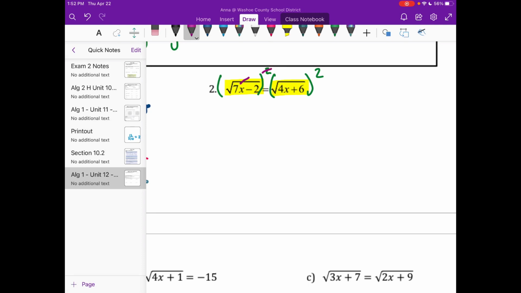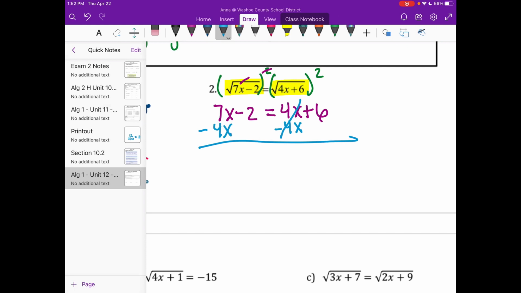Okay, so I'm left with what's inside. So 7x minus 2 equals 4x plus 6. From here, it's no problem. We're just solving it like a regular equation. I'm going to move my smaller x, so I'm going to minus 4x on each side. 7x minus 4x is 3x. I still have minus 2 equals 6.